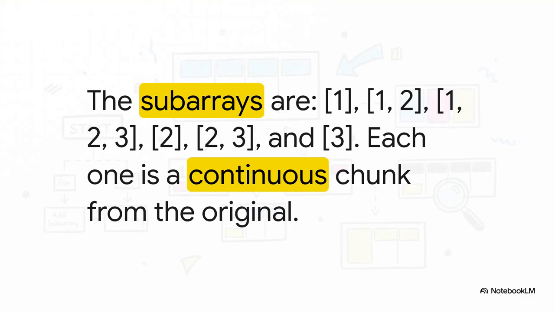Okay, let's make this real with an example. Imagine we have the array 1, 2, 3. To find all the subarrays, we just methodically go through it. We start at the first element, 1. From there, we can make 1. Then we can extend it to 1, 2. And then all the way to 1, 2, 3. Cool. Now we move our starting point to 2. From there, we get 2 and 2, 3. And finally, starting at 3, we just get 3. See? Each one is a perfect, continuous piece of that original array.